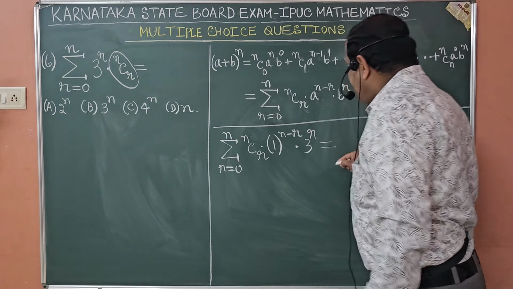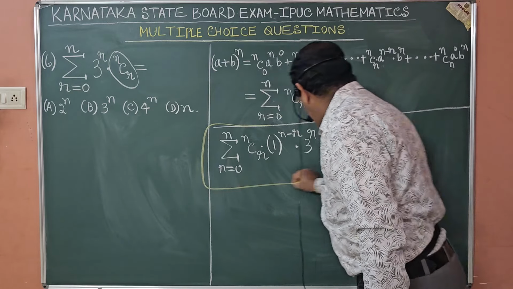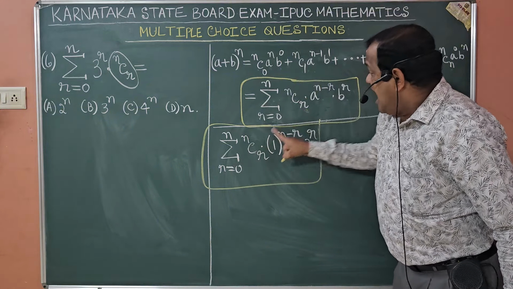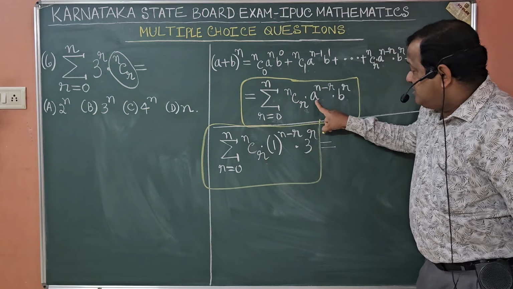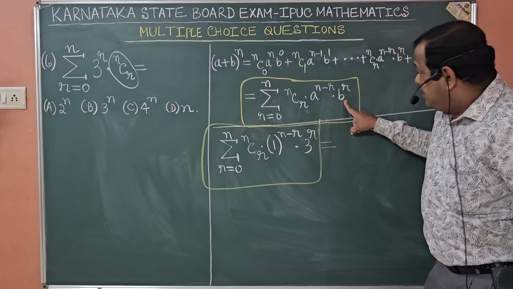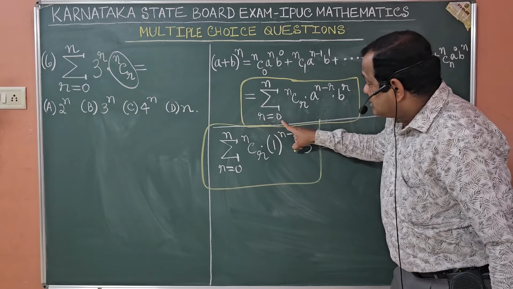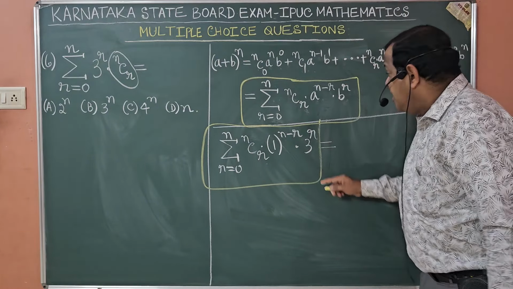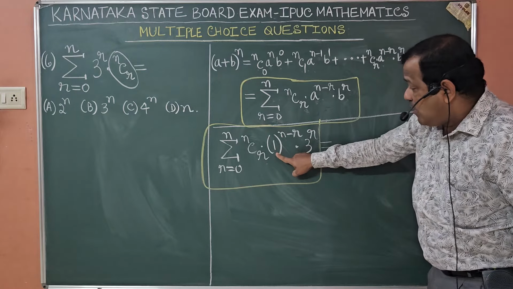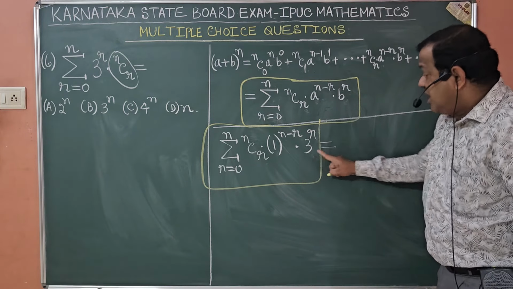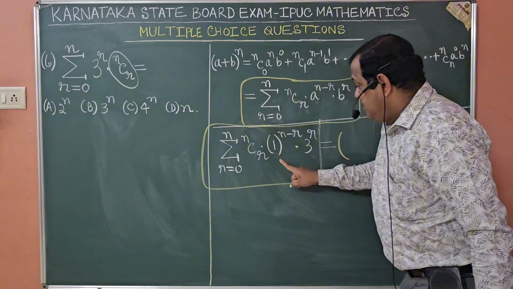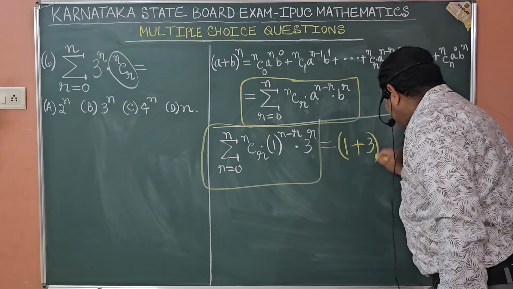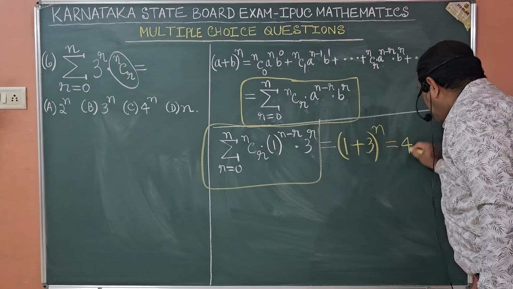Now I request you, please compare this exactly with our earlier expansion. We have here sigma, correct, and nCr, yes. Then a is 1 power n minus r, b is 3 power r, r varies from 0 to n, and that entire sum could be written as (a plus b) whole power n. Here in place of small a we have 1, in place of b we have 3, therefore it has to be (a plus b), that is (1 plus 3) whole power n, hence 4 power n it is.